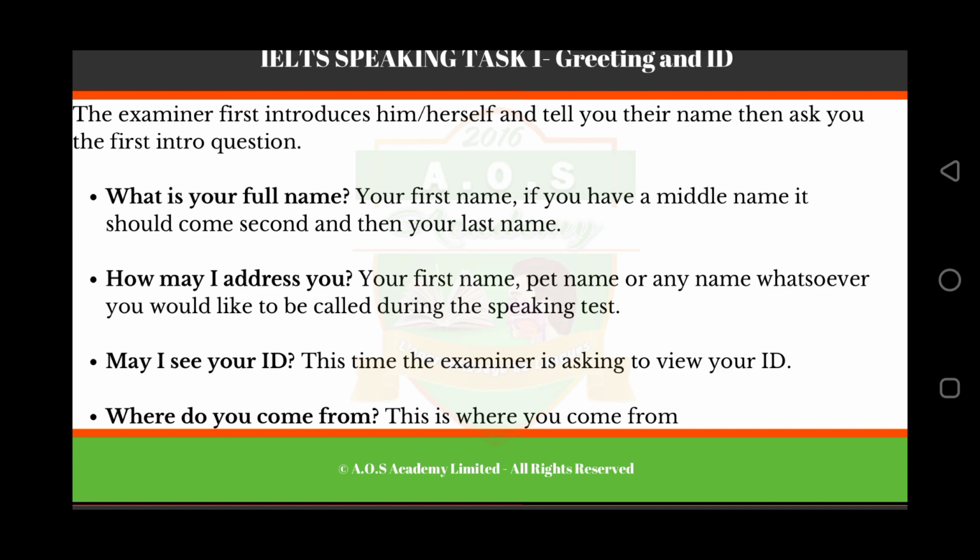The third intro question is, may I see your ID? This time, the examiner is asking to view your ID, which is your international passport. And here we have the last question, which may or may not be asked. Where do you come from? Or they may say, could you please tell me where you come from?